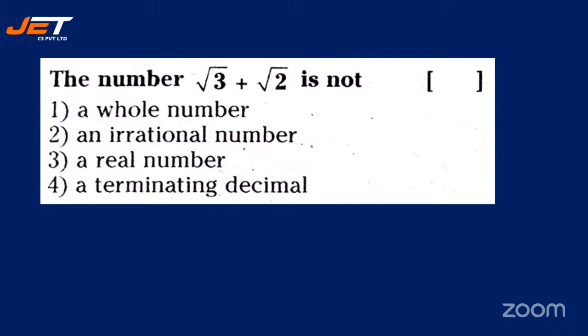The number root 3 plus root 2 is a whole number, an irrational number, a real number, a terminating decimal. Which is not? There could be more than one answer as well, students. Be careful, look. You could have more than one answer as well. Yes, Satish, your answer is absolutely right.